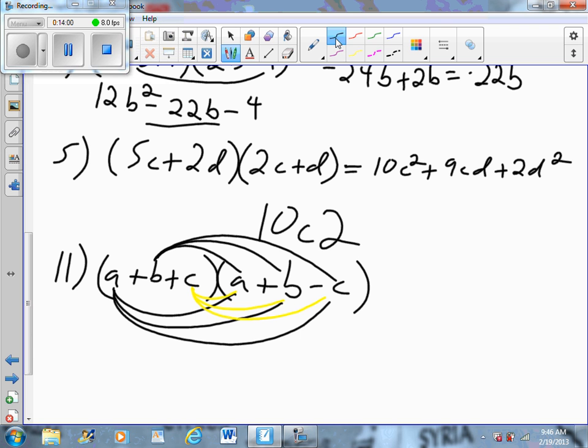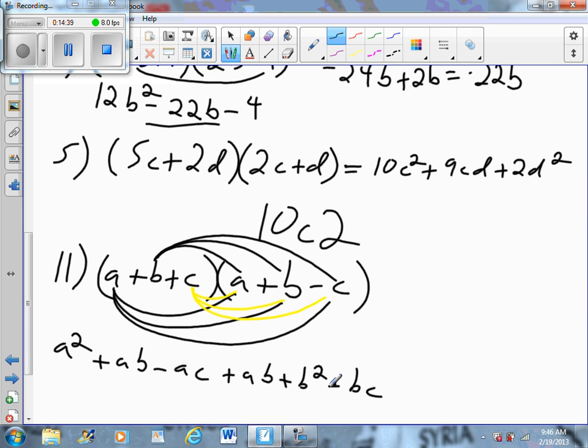Okay. All right. So what do we have here? If I multiply this out systematically, I'm going to get a squared. Then I'm going to get plus ab. Then minus ac. Don't forget your negatives. Move to the middle term: ab again. Don't put ba. Keep the variables in alphabetical order. You're going to have plus ab, plus b squared, and then minus bc, right?